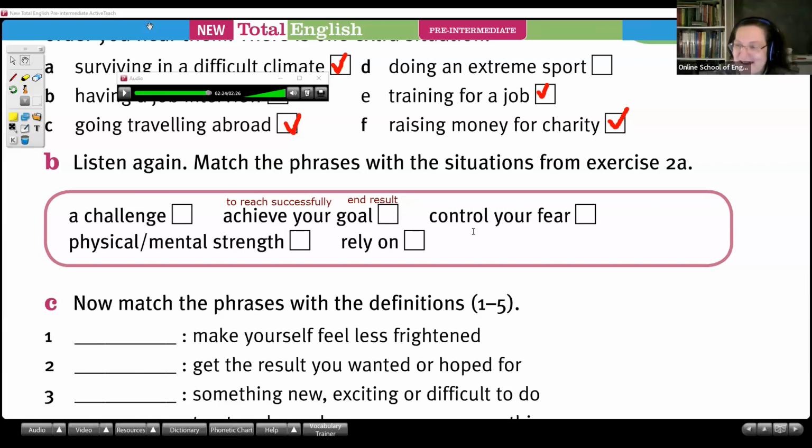Yeah. Yes. Another way of controlling your fear is you pretend. Close the eye. Yes, you close your eyes and you pretend everything is okay. Good luck. Okay. Next one. Physical or mental strength. What is that? Physical or mental strength?